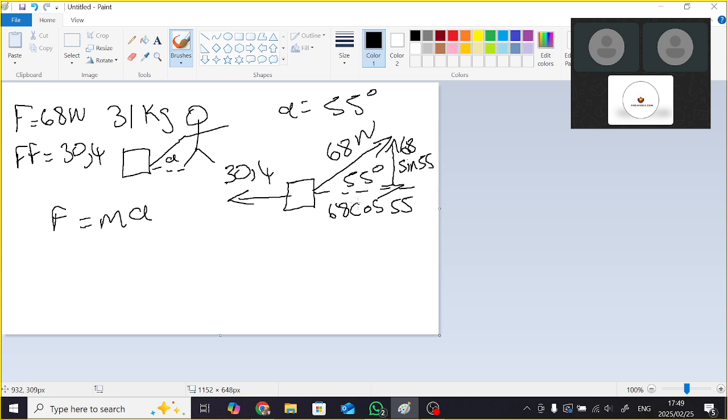So we need to balance out these two forces, because we can see our acceleration is usually horizontal, right, to the plane, right? So remember, in that direction it's positive, right? So we have 68 cos 55 and minus the frictional force, right? The frictional force is always going in the opposite direction to the applied force. Minus 30,4, and that is equal to our mass, which is 31, times our acceleration, right?